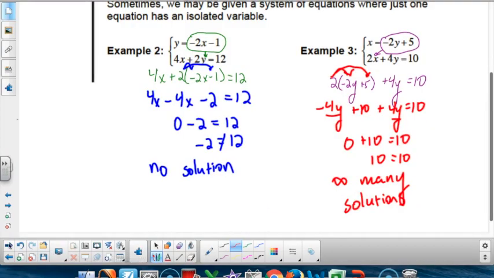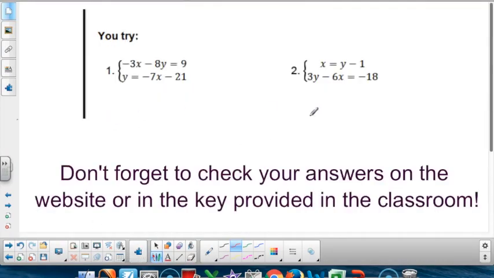All right. You guys go ahead and try a couple. Yours aren't guaranteed to be infinitely many and no solution, but you're just going to be substituting this in for y, substituting this in for x, and getting your solutions. Be sure to check your answers, and I'll see you on the other side.